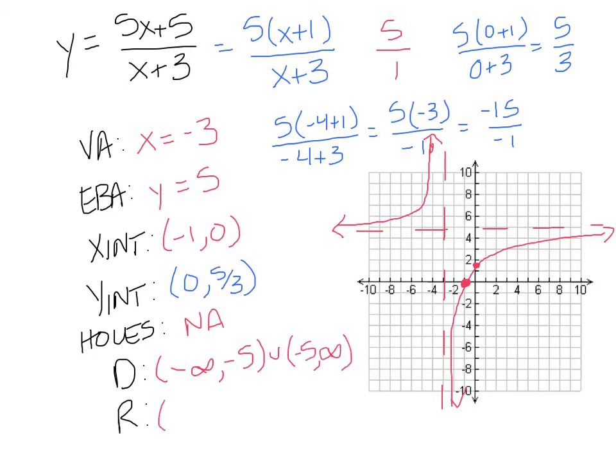The range again is similar. I wrote -5. Why didn't anybody say anything to me? It's -3. The 5 is the end behavior asymptote. That's what I need for my range. Alright, and we're done. We found all of the important information and we were able to sketch our graph.